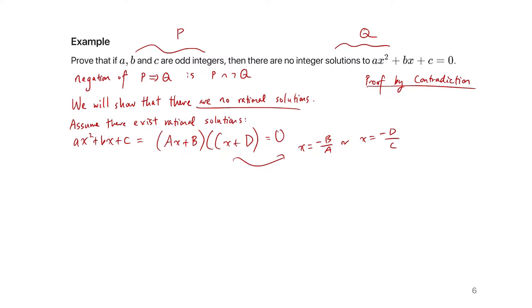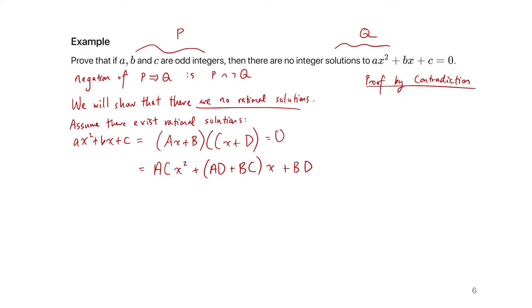Okay, but actually writing out the negative B over A and negative D over C isn't that important for this specific proof. That's not where the contradiction is going to come from. I've factored it like this because if there are rational solutions, this factorization will exist. Okay, and let's see what happens when I expand this out. When I multiply the x terms, I'll get AC x squared. Then when I multiply Ax and D, I'll get AD. And then B and Cx, I'll get BC x plus BD.